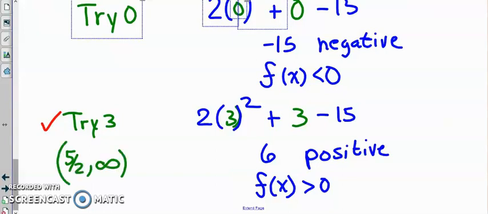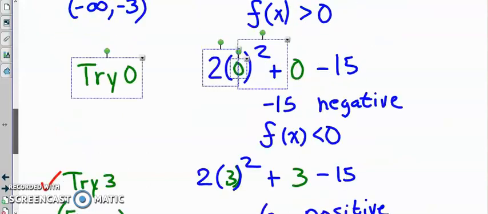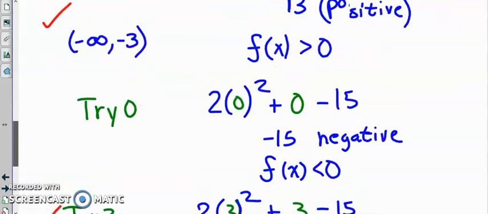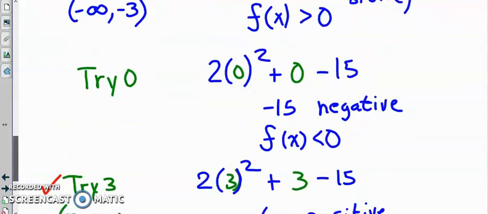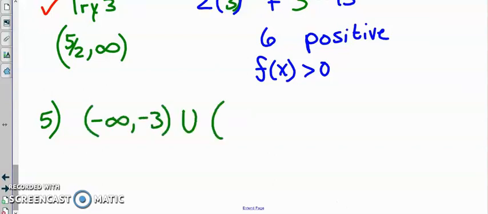So when it comes to our solution set, our step 5 was to find the solution set. Our solution set here is negative infinity to negative 3, and 5/2 to positive infinity, because those are the parts where it is greater than 0, which is positive.